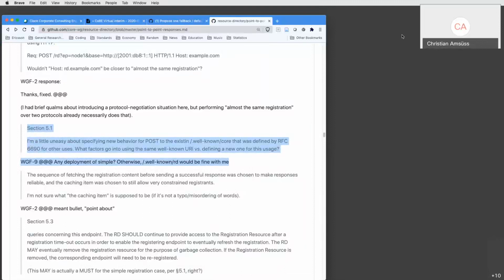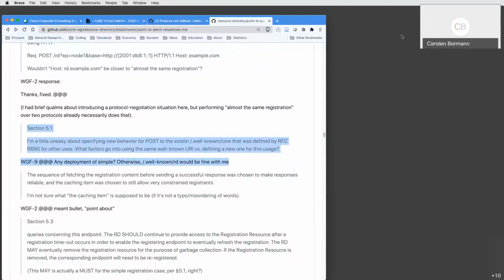Maybe I don't understand the question. So well-known core is the self-description of the device. This is about where the simple registration happens, by posting to well-known core. Oh, okay. Yeah, that's indeed weird. I agree.